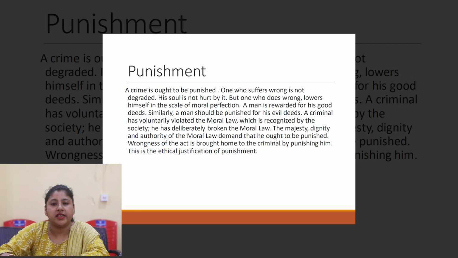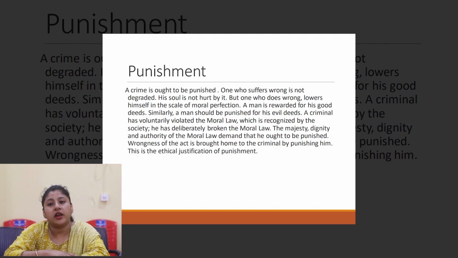So this brings us to punishment. What is punishment? A crime ought to be punished. One who suffers wrong is not degraded; his soul is not hurt by it, but one who does wrong lowers himself in the scale of moral perfection. So there is a scale of moral perfection. When we do something wrong, it degrades our character in the scale of moral perfection.